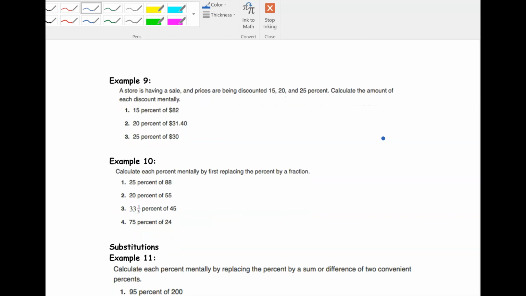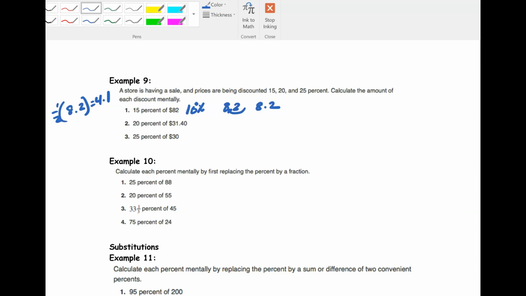So example 9. A store is having a sale and prices are being discounted 15, 20, and 25%. Calculate the amount of discount mentally. So, I'm just going to offer some suggestions. There's no right way here, but anytime I have to do 15%, what I do is I do 10% first. So 10% of 82 is just 8.2. And then if I do half of that, so half of 8.2 is 4.1. I just divided 8 in half, which is 4, and 2 in half is 1, so it's 4.1.